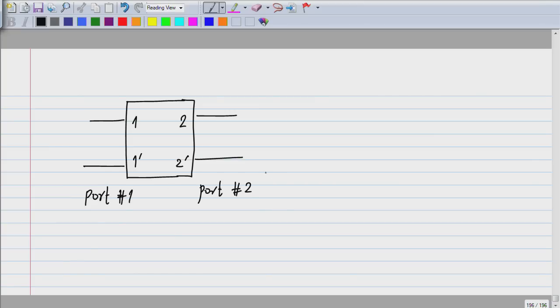And each port has a voltage and a current. Voltages and currents are defined in a direction consistent with the passive sign convention. That is, V1 is with plus on top, then I1 goes into the upper terminal. Similarly for V2.